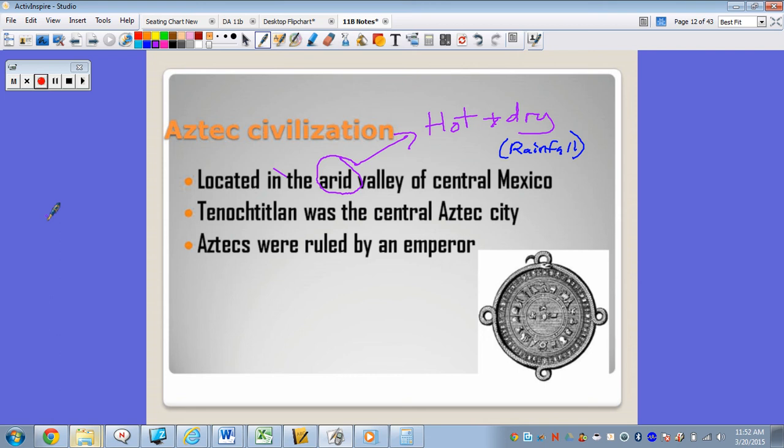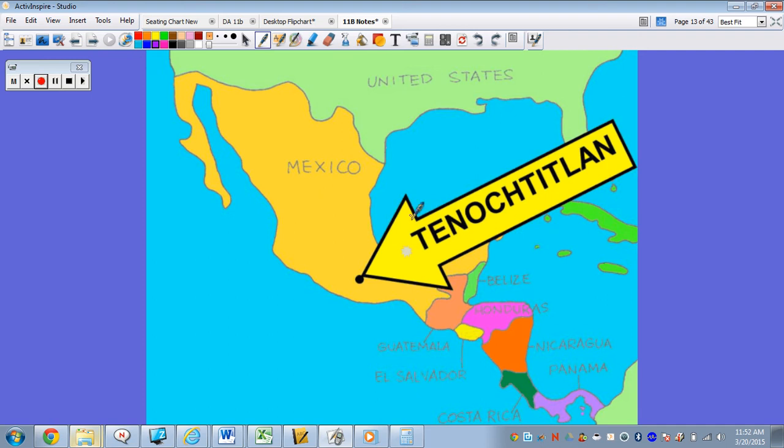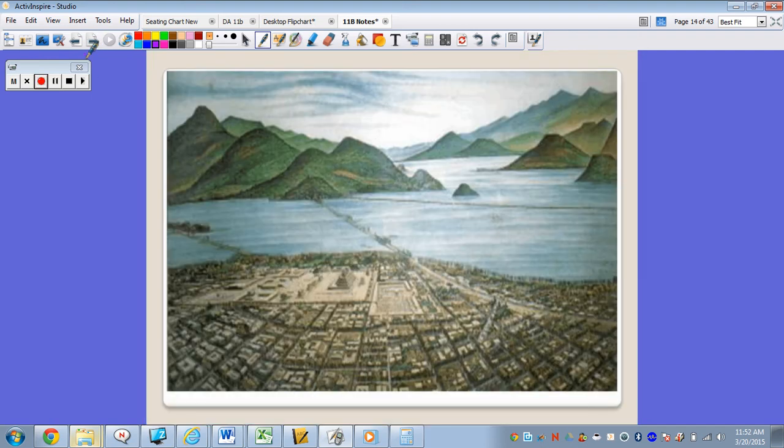Tenochtitlan was the central Aztec city, and the Aztecs were ruled as one civilization by an emperor. So centrally controlled, ruled by an emperor. This is a lot like Persia or Rome. So keep that in mind when you guys think about Aztec government. As we see Tenochtitlan a little bit farther up into central Mexico.